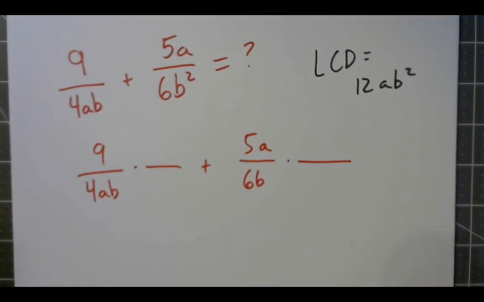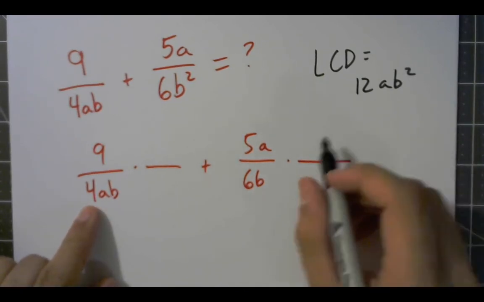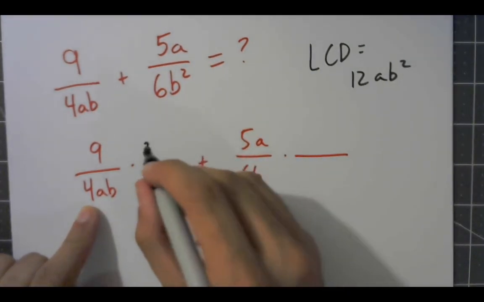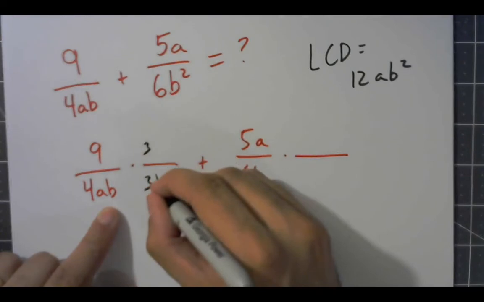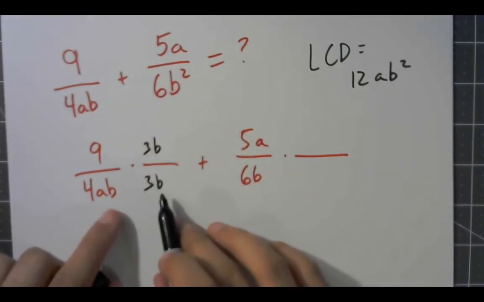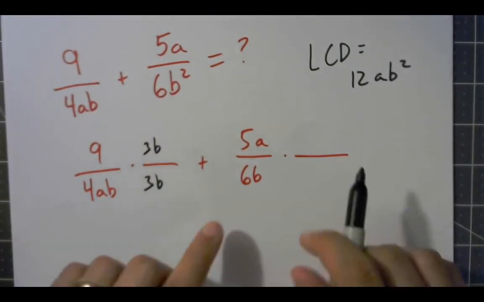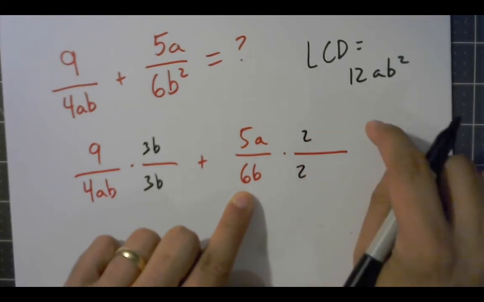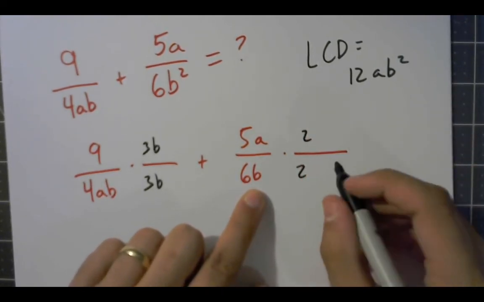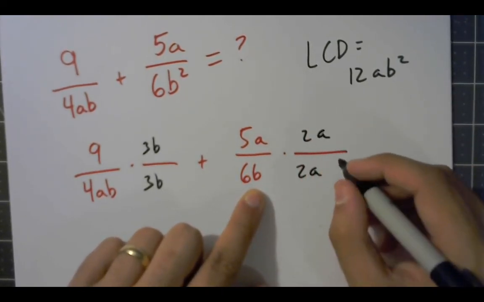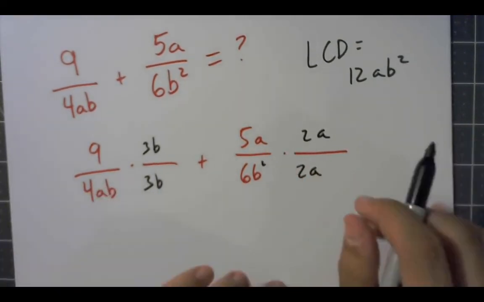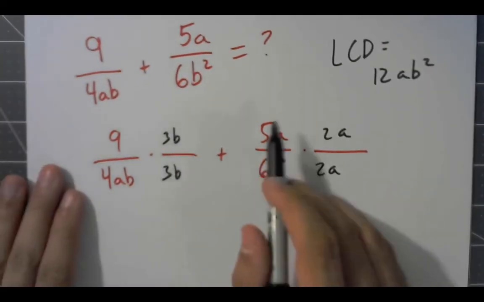So how do I get 4 to 12? I need a 3. A's are good, and I need one more b to get b to b squared. This one, I need a 2 to get 6 to 12. I need an a. That's actually b squared, so that's already good. Perfect. So let me multiply these together.